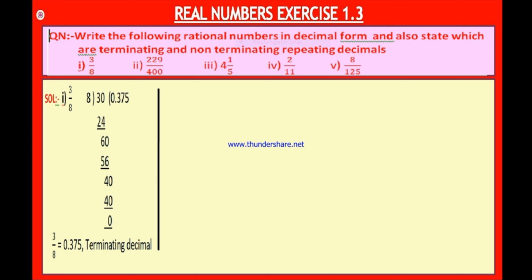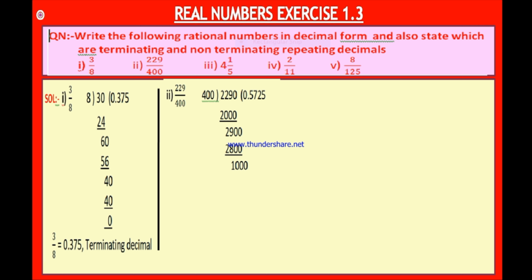Now look at the second bit, 229 divided by 400. You cannot divide 229 by 400, therefore keep 0 point. Then it will be 2290, 400 goes 5 times, 5 400s is 2000. If you subtract, you will get 290. You write 0 beside 290, it is 2900. Now in 2900, 400 goes 7 times, 7 4s are 2800. If you subtract, you will get 100 and keep 0 so that it will be 1000.